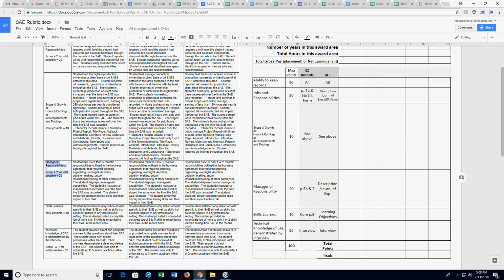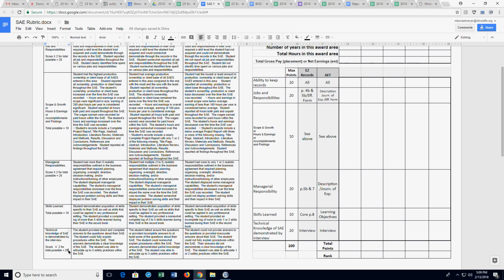Managerial responsibility. And then you'll take that score and you'll multiply it times 2 and then place the appropriate score in the managerial responsibilities row. Skills learned is worth 10 points. Much like scope and growth, you determine the score that you would give them. It's worth 10 points. You place it in the skills learned row under the appropriate column.